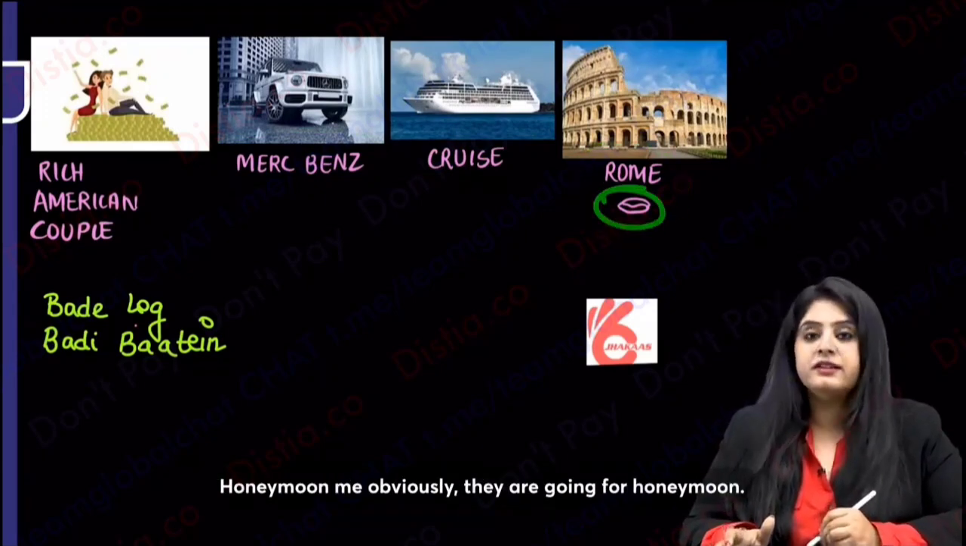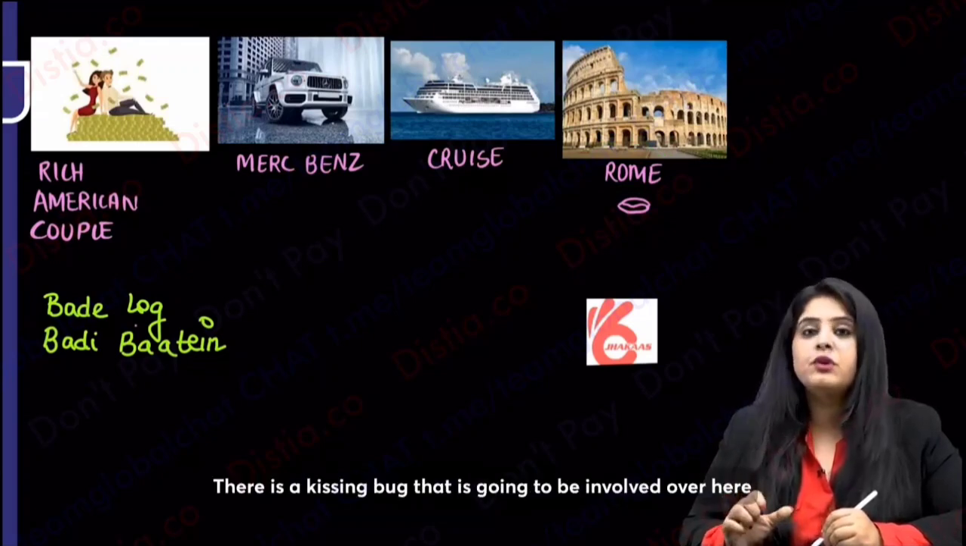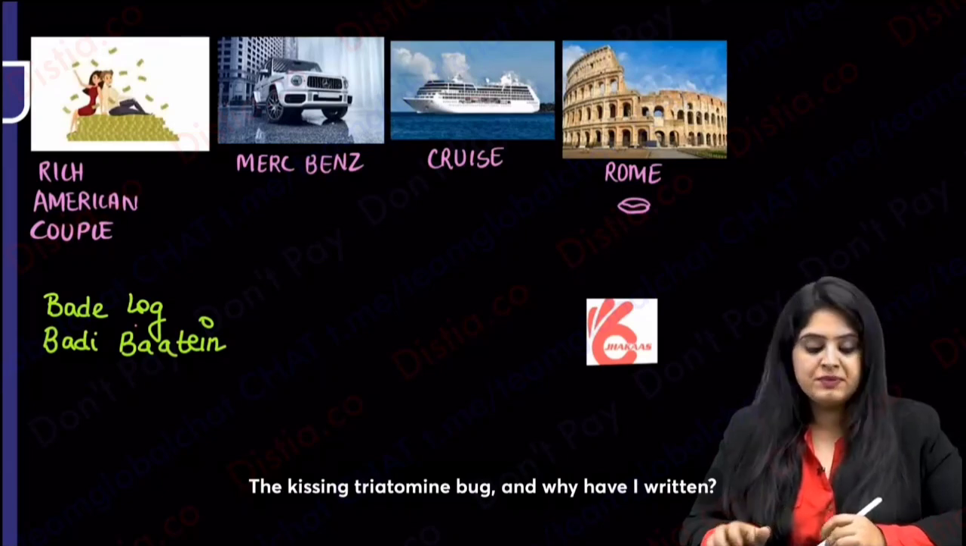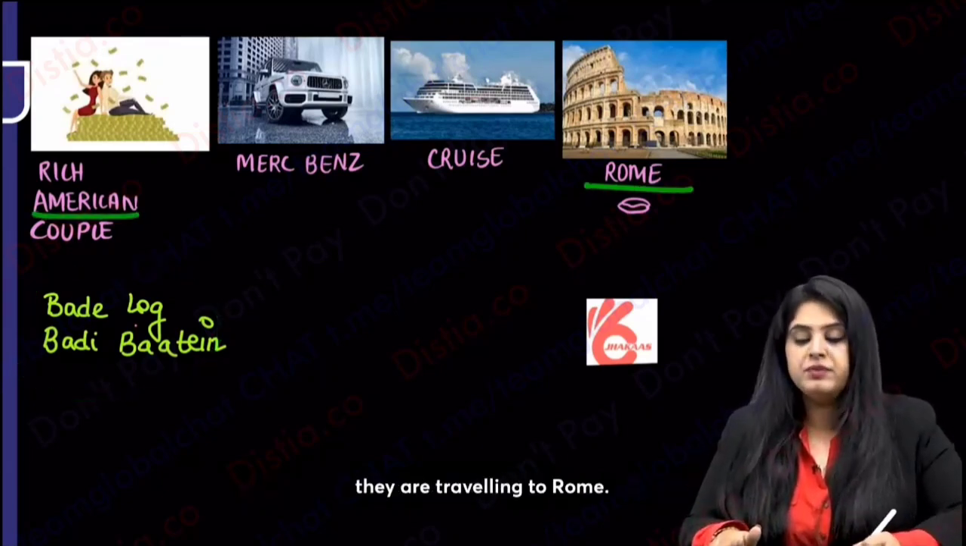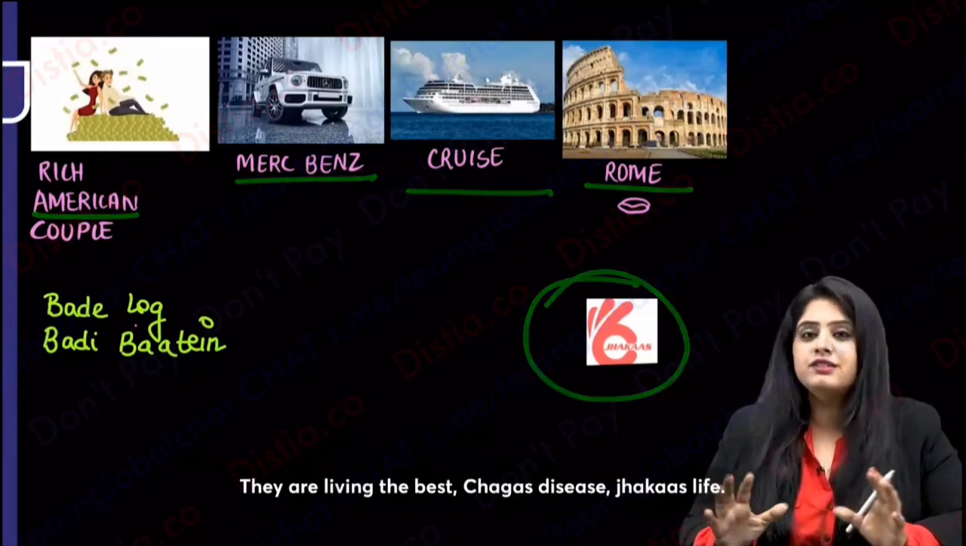Honeymoon mein obviously they're going for honeymoon, so I've kept it as kissing. There is a kissing bug that is going to be involved over here, which I'm going to talk about, the kissing triatomine bug. And why have I written such a rich couple, na? From America, they are traveling to Rome, they have Mercedes-Benz, they are traveling in a cruise, they are living the best Chagas disease, jhakas life.